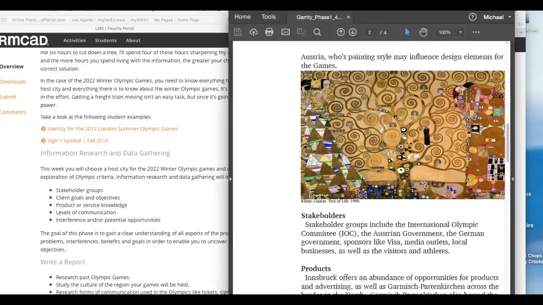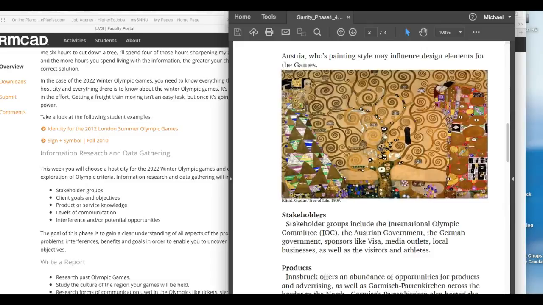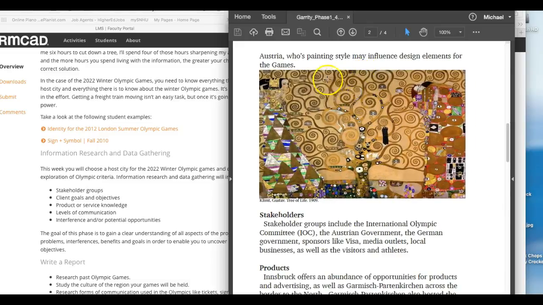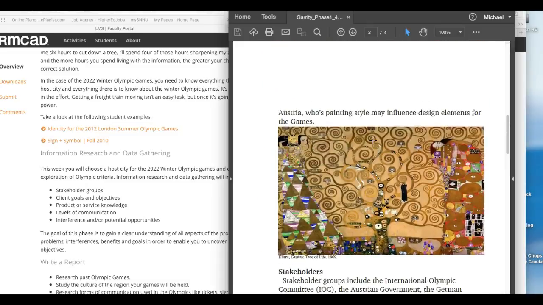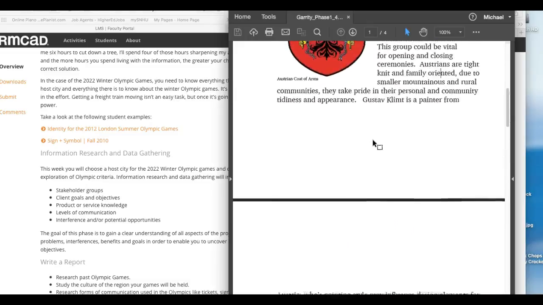Hey, don't get me wrong. I think it would be cool if you were to be able to use a Gustav Klimt painting as some sort of inspiration for, like, perhaps there's your background pattern right there. That would be very cool. All right, so that's good thinking, really awesome thinking there.